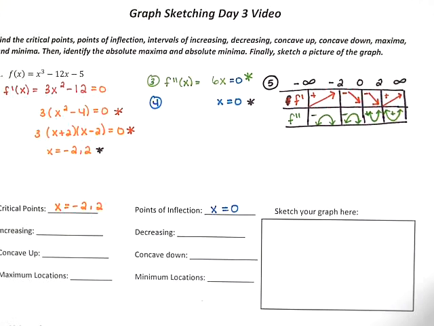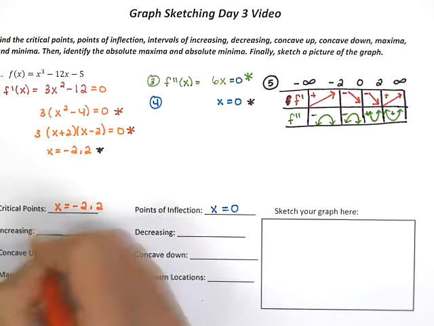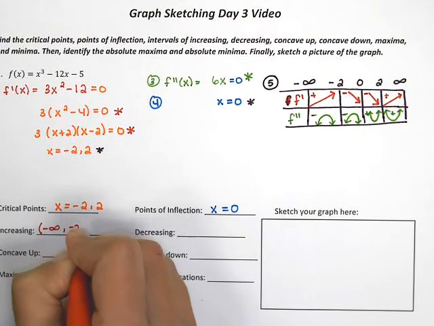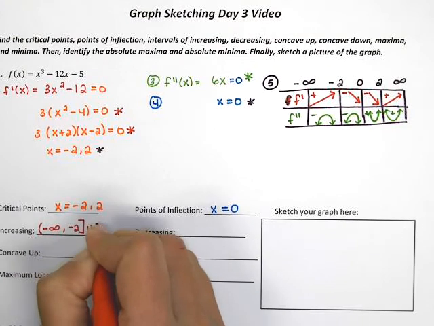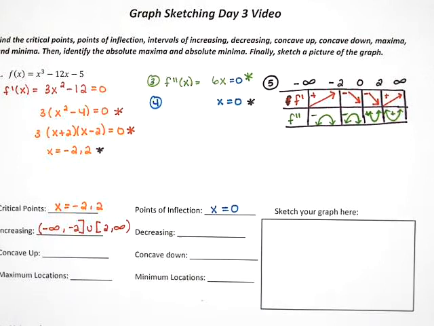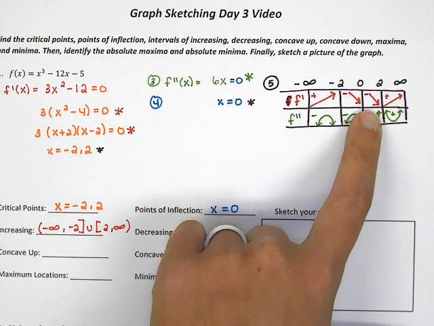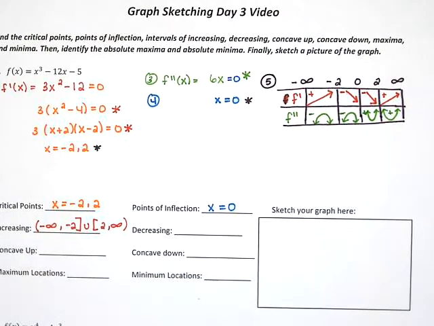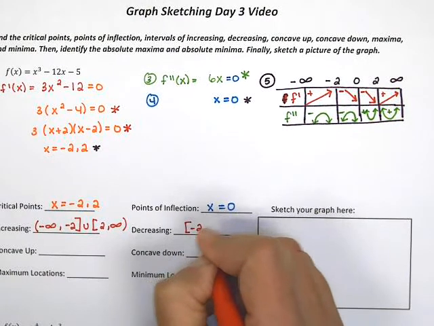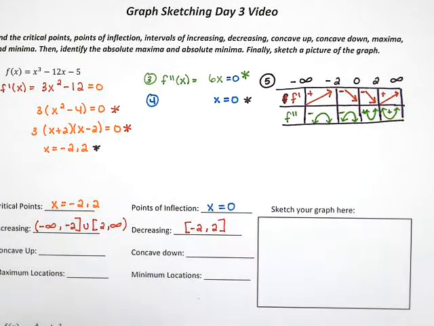Now, for increasing, I'm just going to look at the first row of my chart. Am I going uphill or downhill? The first section that's going uphill is -infinity to -2. And the next section that's going uphill is from +2 to infinity. Now these two middle sections are both going downhill, and to make it easier to write my answer, I can combine those into one big chunk of information from -2 to +2.